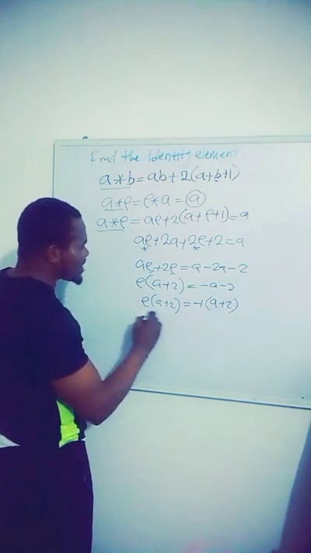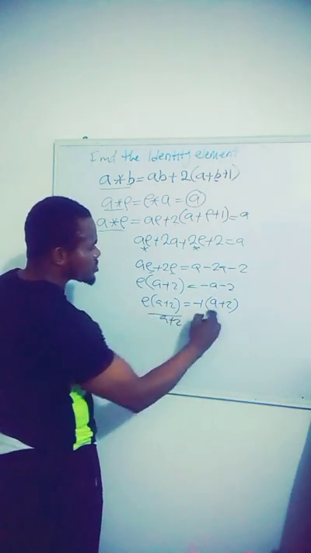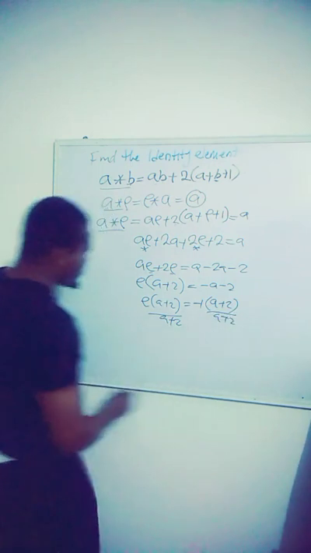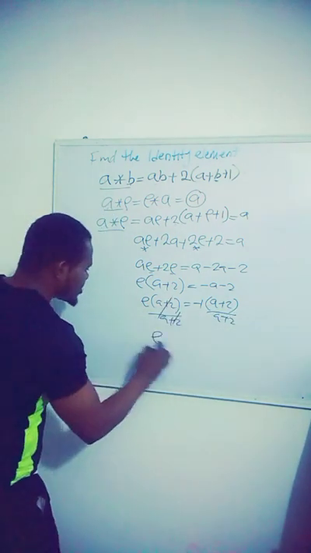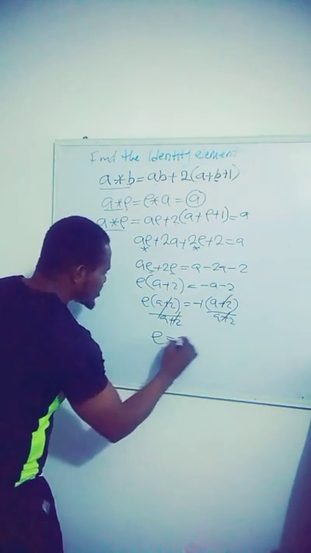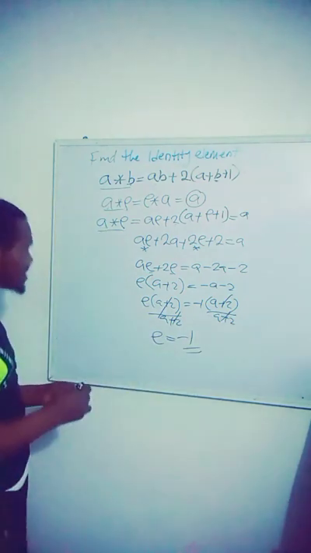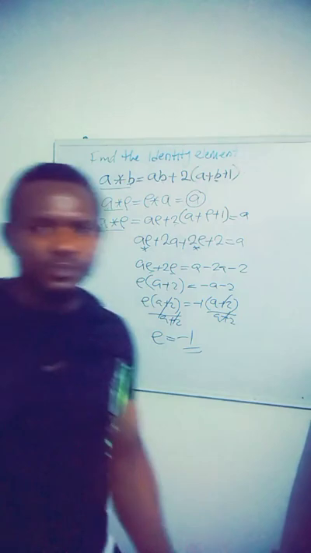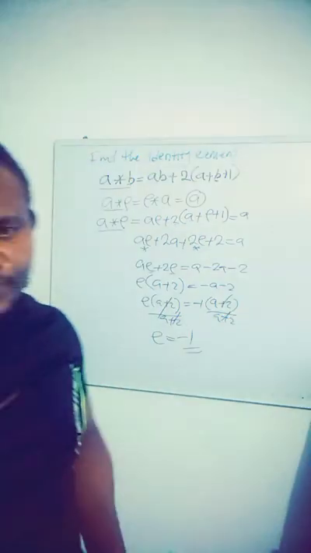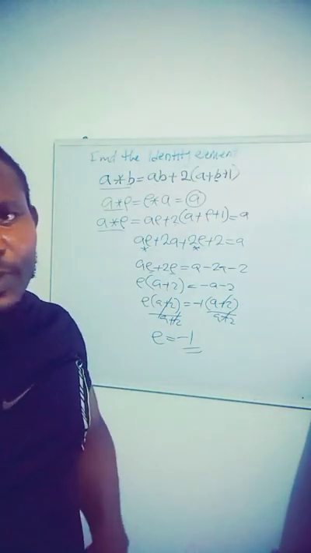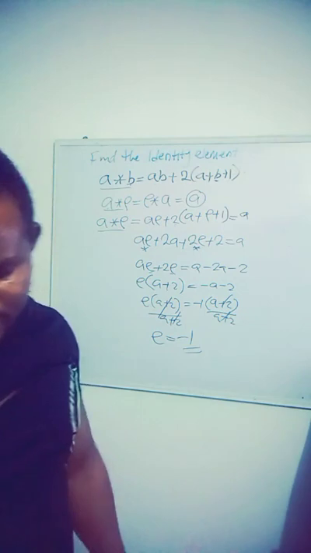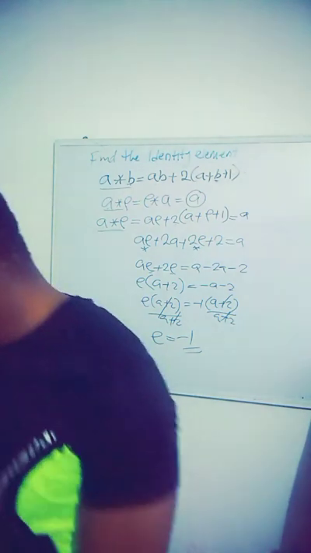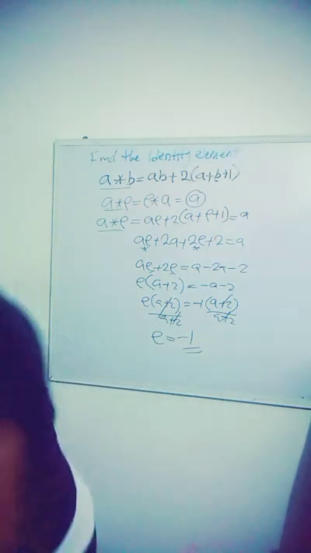So you divide through by A plus 2. A plus 2, A plus 2 cancel each other. So the final answer: E equals, the identity element of this operation is minus 1. I hope it's clear now.